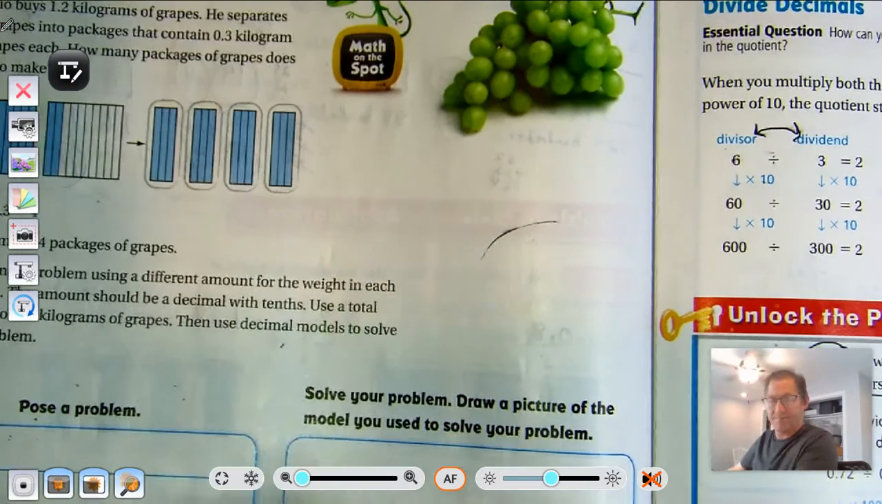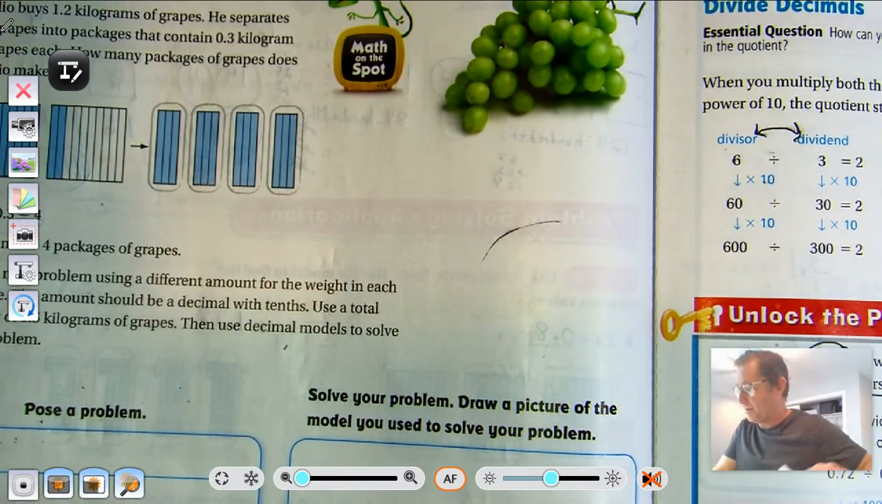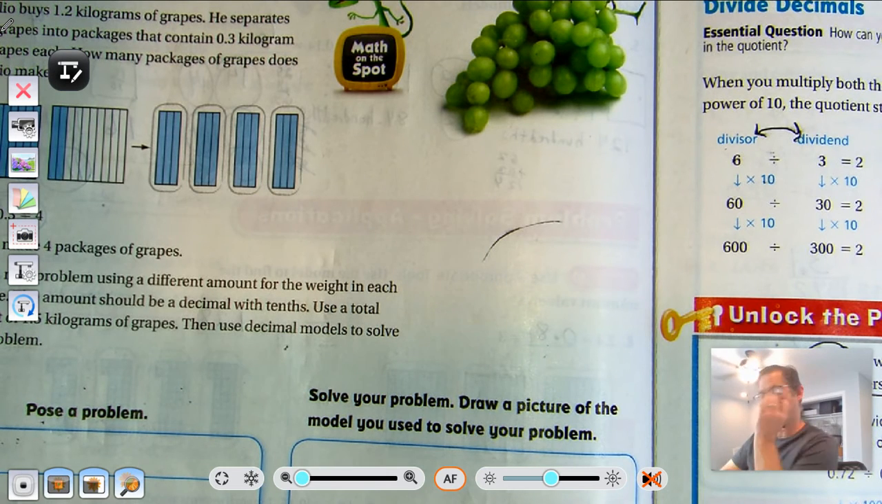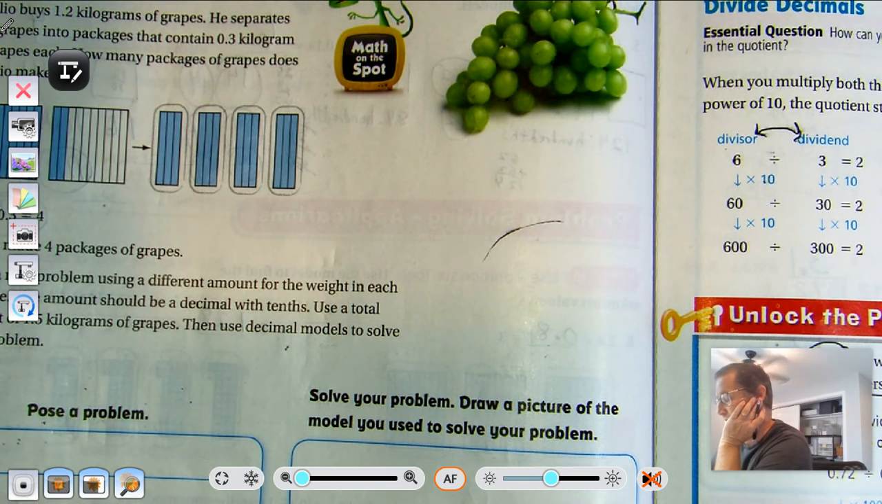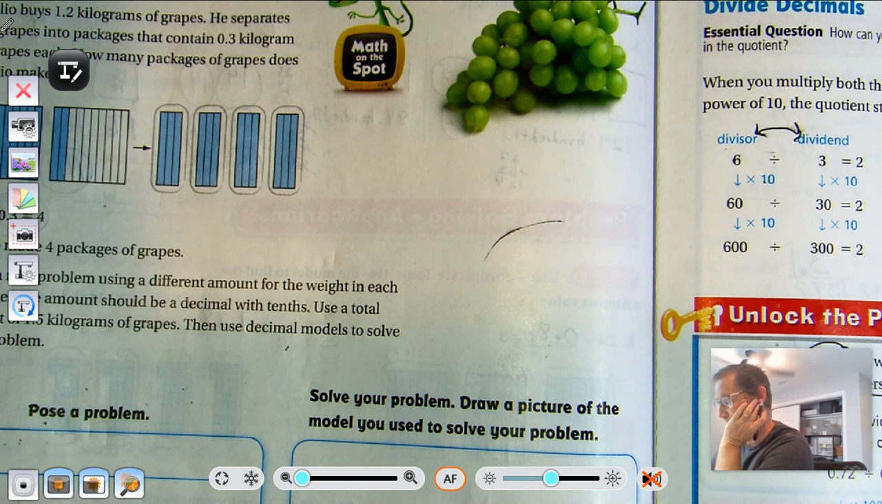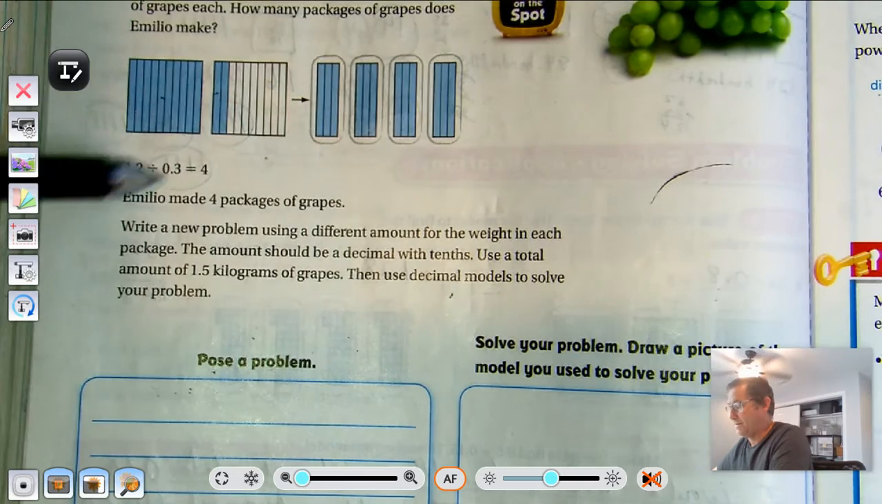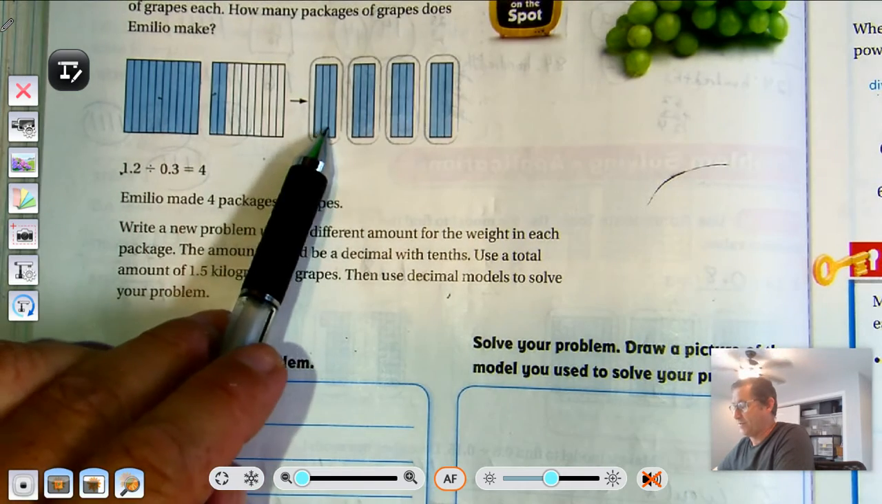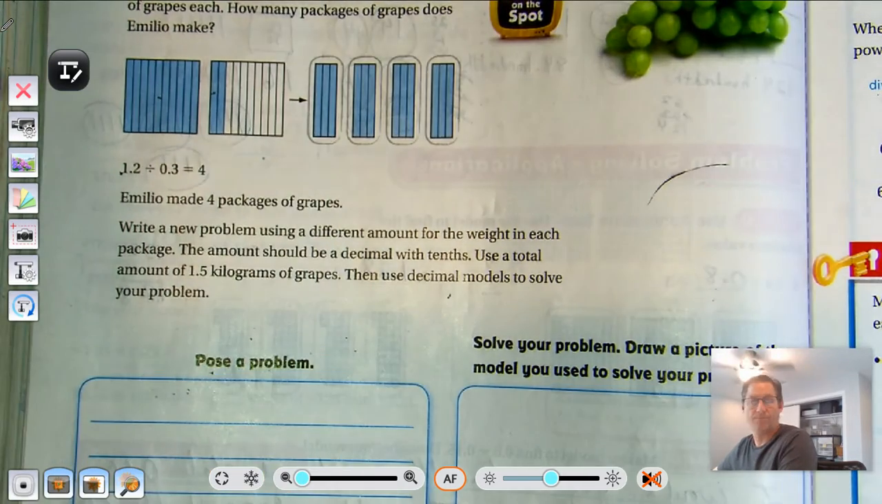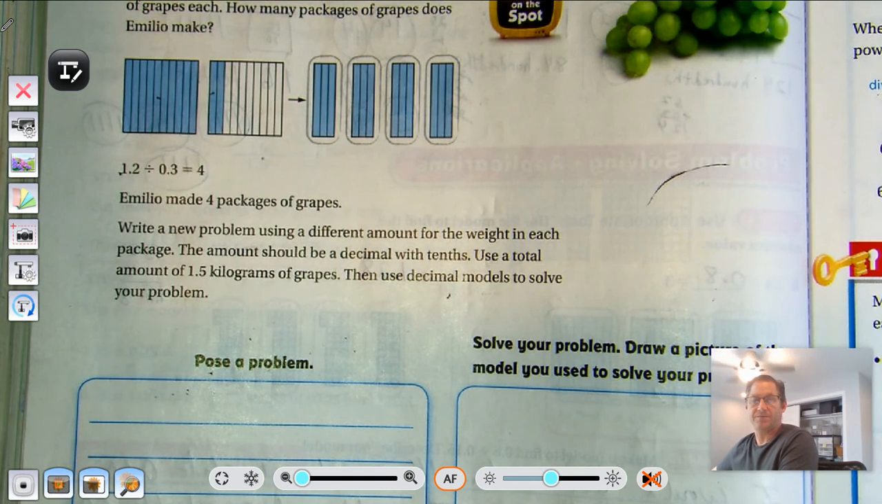Okay, page 230, number 13. Emilio buys 1 and 2/10 kilograms of grapes. He separates the grapes into packages that contain 3/10 kilogram of grapes each. How many packages of grapes does Emilio make? So we have 1 and 2/10 divided by groups of 3/10 equals 4. So Emilio made 4 packages of grapes.